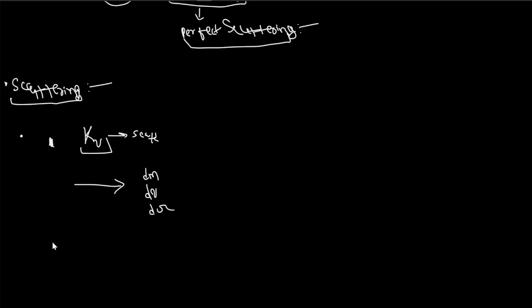And how can we define this as scattered radiation? The formula is K_ν ρ I ds, multiplied by the term we studied in the previous class, which is I_ν cos θ dν dφ and dt.